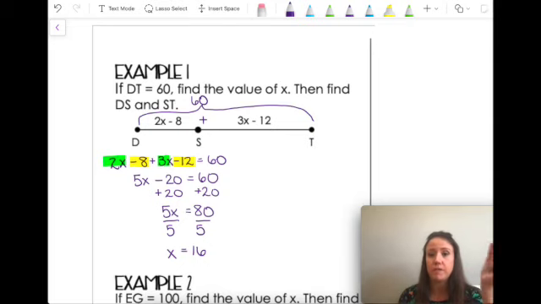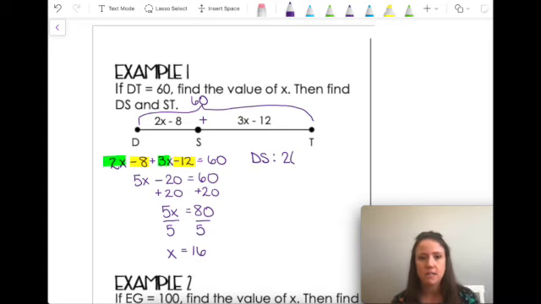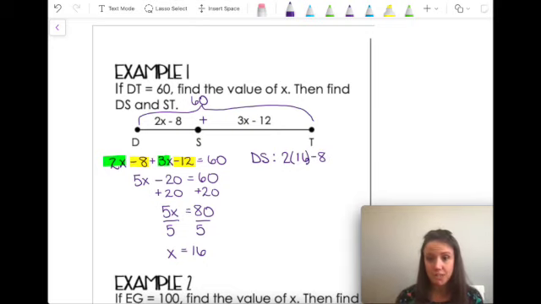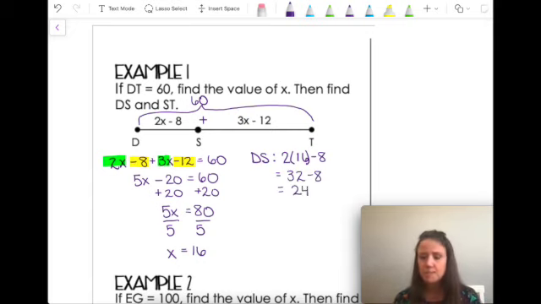Okay, so notice we found x. But then it says, then find DS and then find ST. So DS was 2x minus 8. Where there was an x, I'm going to plug in what x equals, which is 16. Then I'm going to just probably type all that into the calculator if I'm being honest. But if you want to take it step by step, which I did, 2 times 16 is 32, minus 8 is 24.